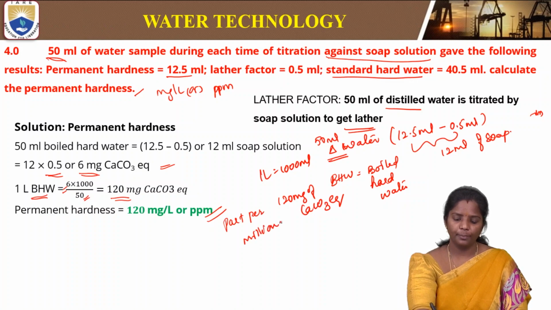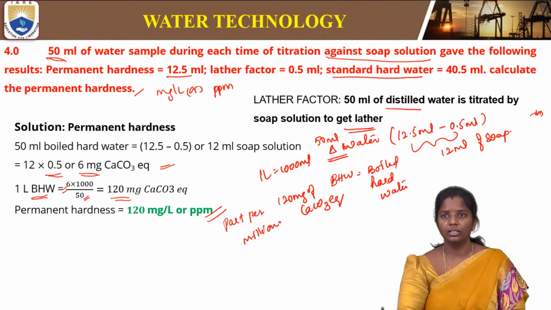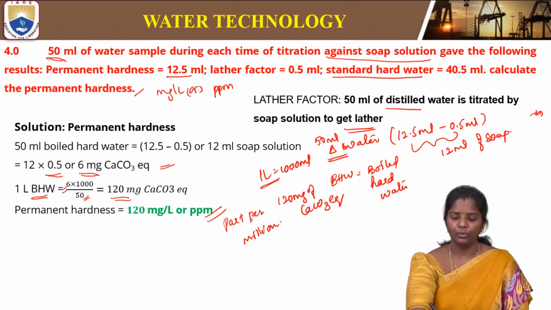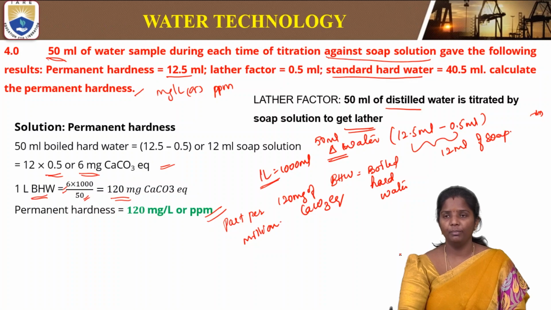So when the question contains mg per liter or ppm, it indicates the same, but the reporting has to be done after multiplication with 1000 ml because it is reported in the form of 1 liter. So ppm also requires 1 liter conversion.